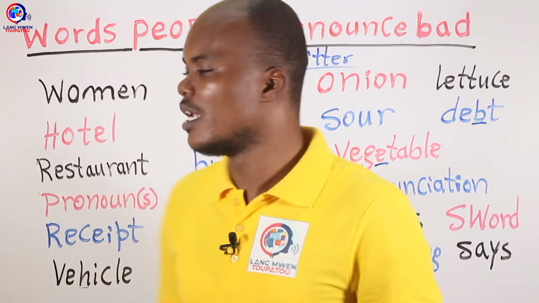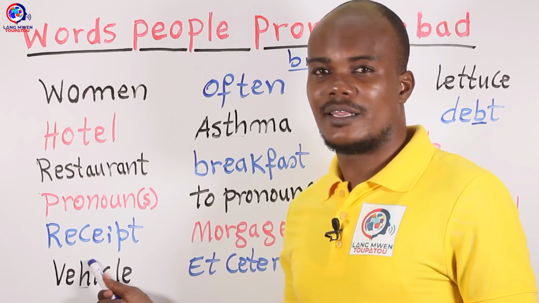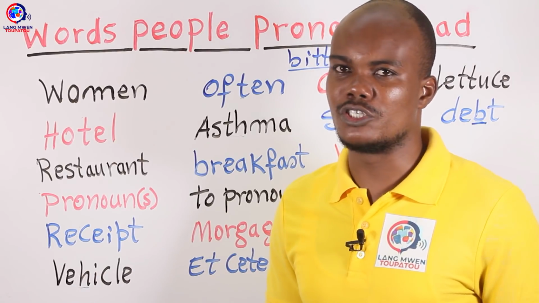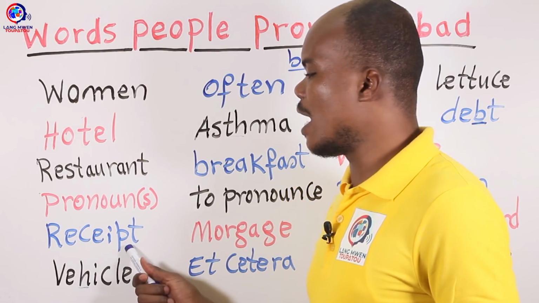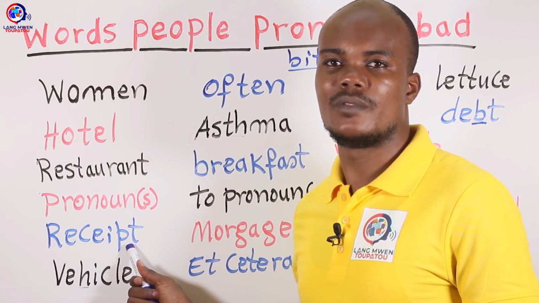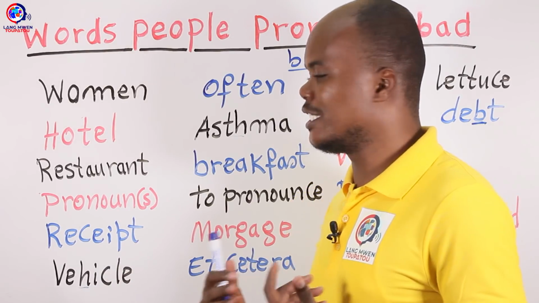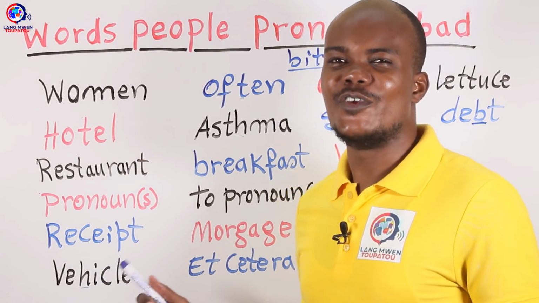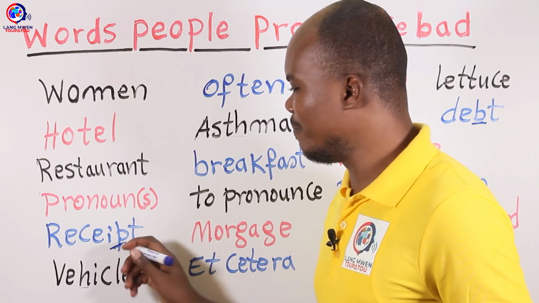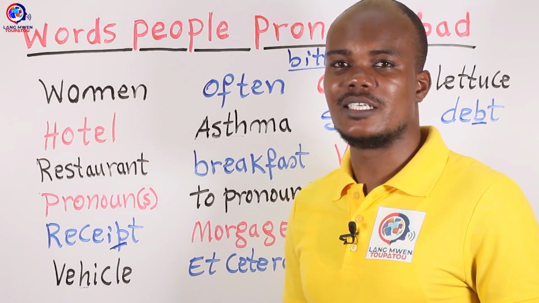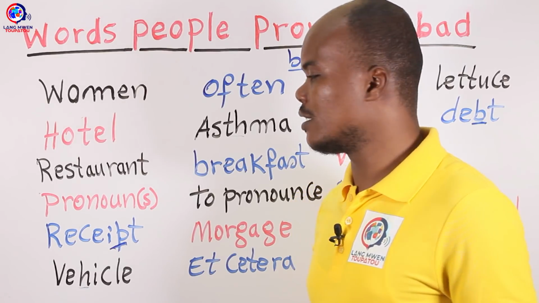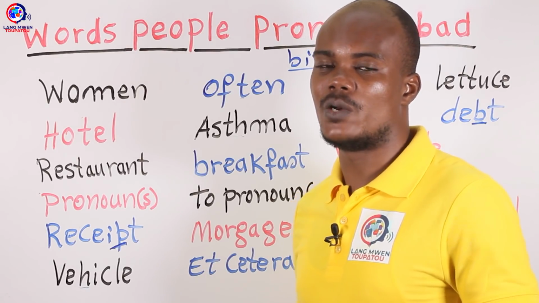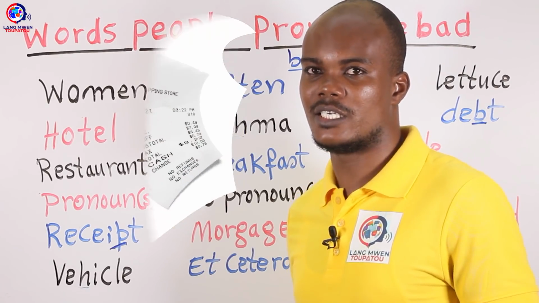Very good. And about this word. This word is mispronounced also. Why? It's because some people pronounce the letter P that you see in it. You don't say receipt with a P. No. You have to drop this letter. This letter is silent. You say receipt. And also the stress is in the second syllable.